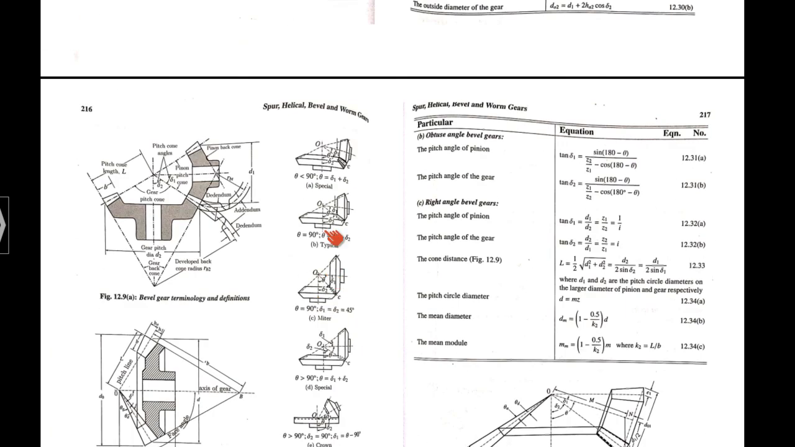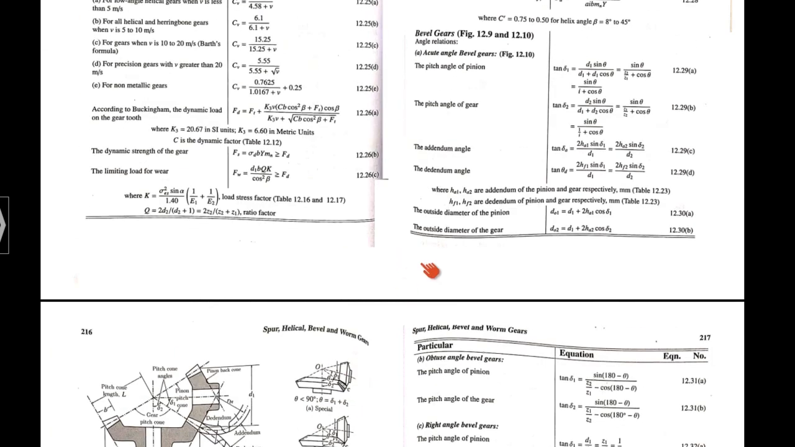Now, the question is, what is delta? Delta is the semi-cone angle. So, this delta has to be calculated. How can we calculate the value of delta? Delta is calculated based upon the angle of the shaft.